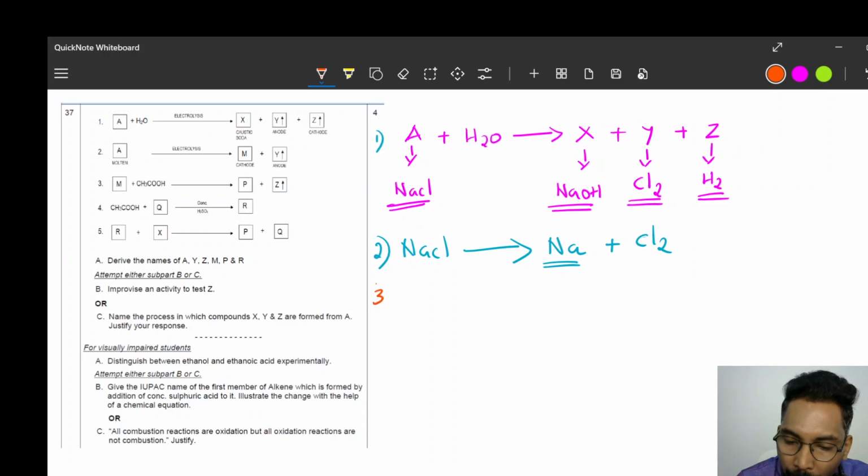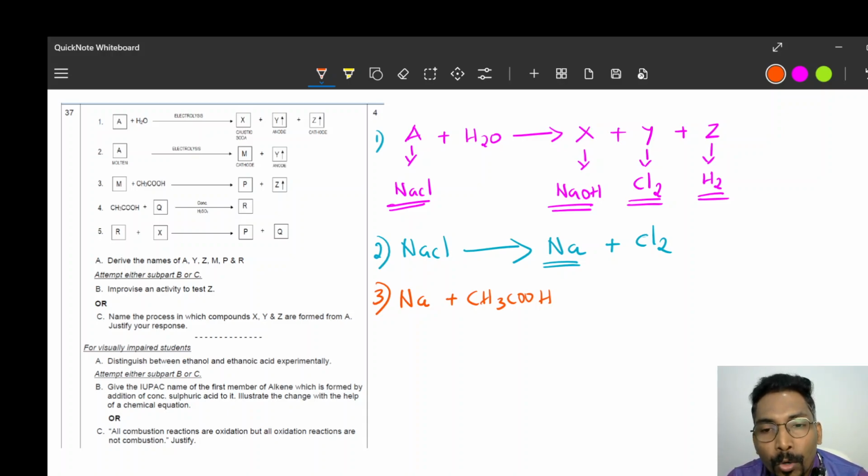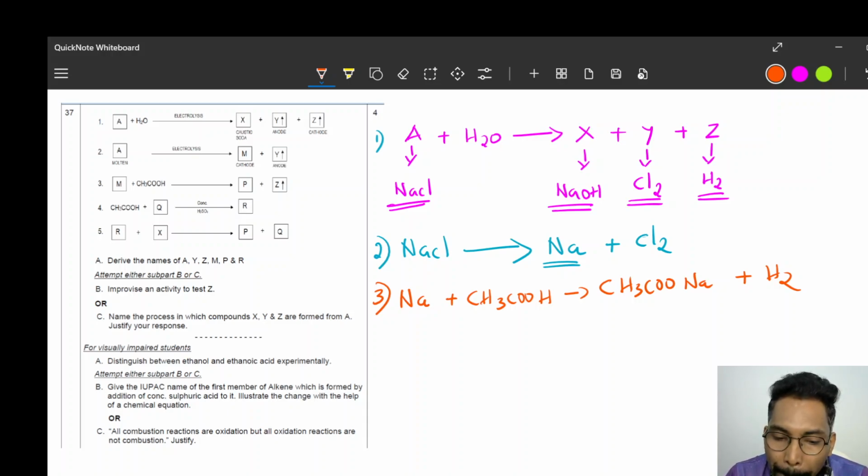Then coming to the third one, M plus CH3COOH. What is M? M is Na. So Na plus CH3COOH, a reaction between acetic acid and sodium. M plus CH3COOH gives P plus H2. What will be P? What will happen if acetic acid reacts with sodium metal? That will be CH3COONa plus H2. So P is CH3COONa, sodium acetate, plus H2 hydrogen gas.